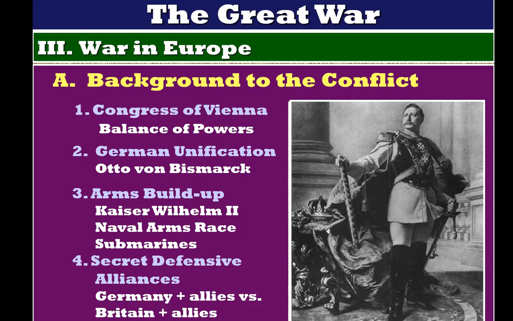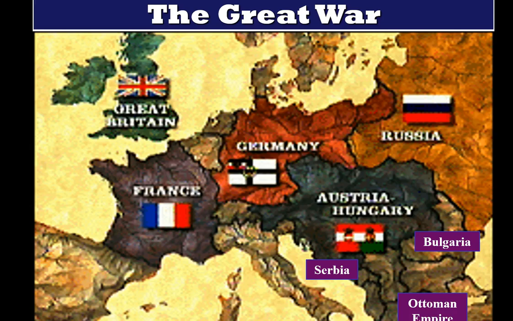And so, by 1914, Europe was armed and allied, a powder keg about to explode. But what would provide that spark? Well, it would be the assassination of Archduke Franz Ferdinand.